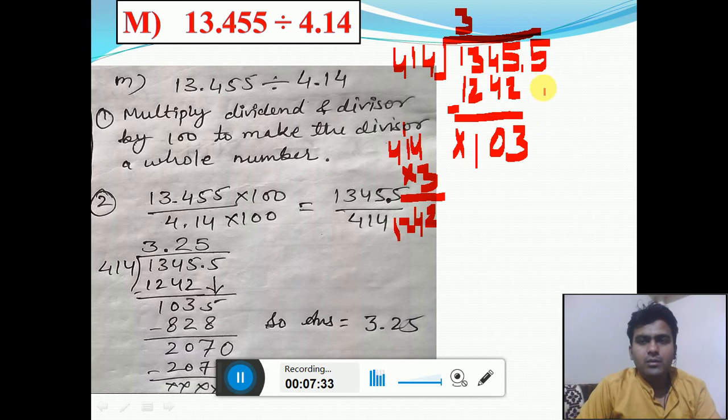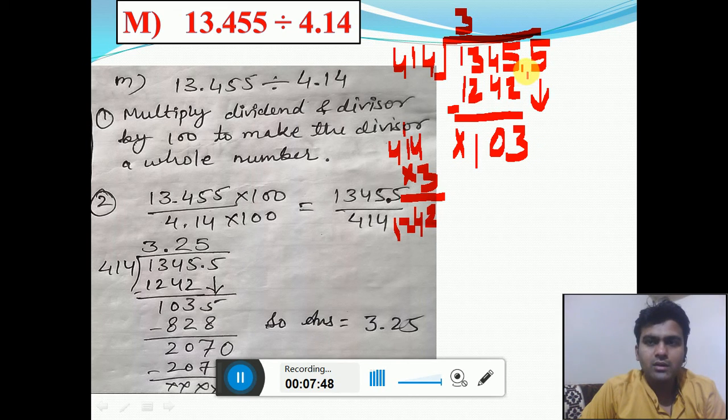Now we will bring down the next number, 5 here. Why? Because this 103 is less than 414, so we have to bring down the next number. While bringing the next number, we see the decimal point here, so in the quotient also we will put the decimal point and write down 5. Now what will we do? See the next number.